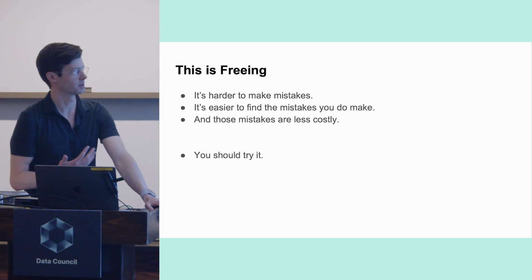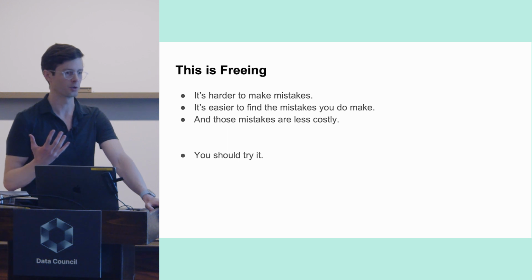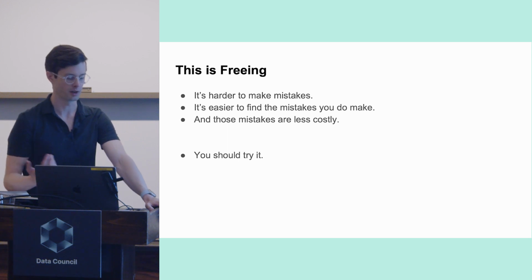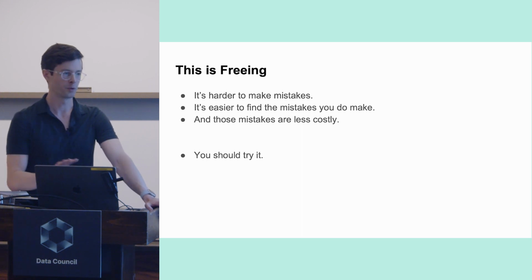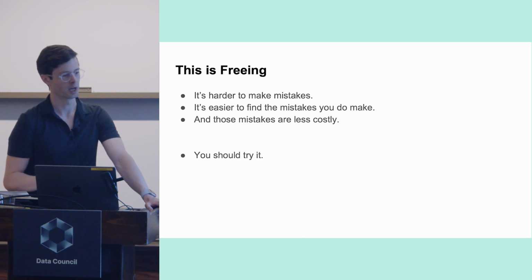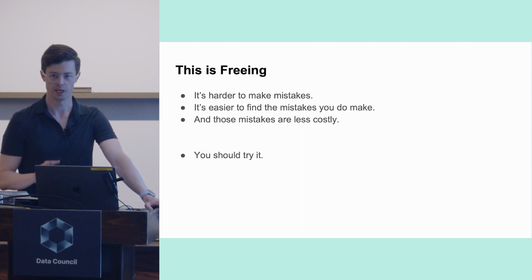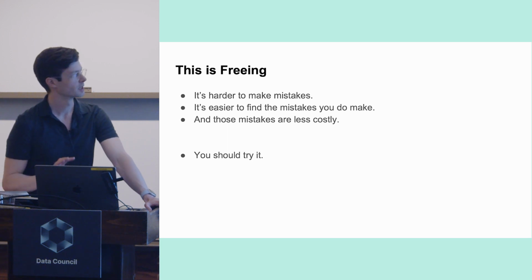So obviously it's nice to have code that's safe. It's nice to have things that are going to be more correct on average. But maybe the broader point that I want to make is this is actually freeing in a way. With Rust, you'll make fewer mistakes because the language just prevents you from making them. Those mistakes that you do make will be easier to find, so they're less costly for you in that sense.